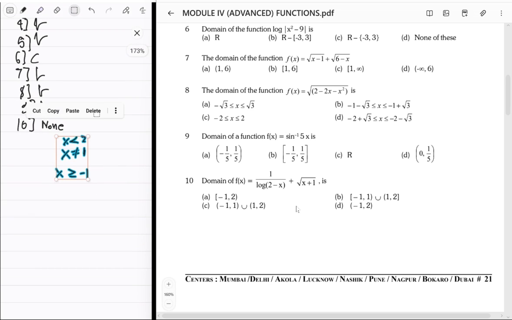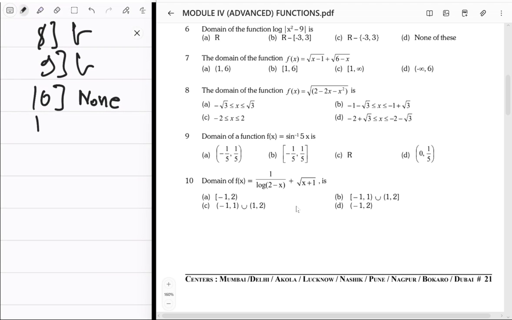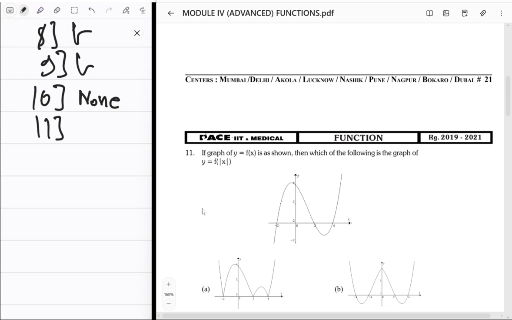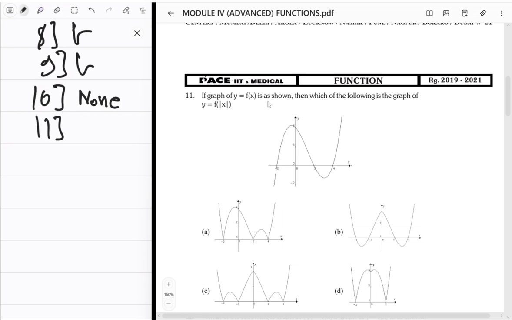Weird. Next, 11th. If graph of y equal to f(x) is as shown, the following is the graph of y equal to f of mod of x, right? First of all, just delete the part of negative x because that doesn't really matter. We're only going to deal with positive x values, positive input values for f. So for x bigger than or equal to 0, you still got this graph, but then you have to flip this.